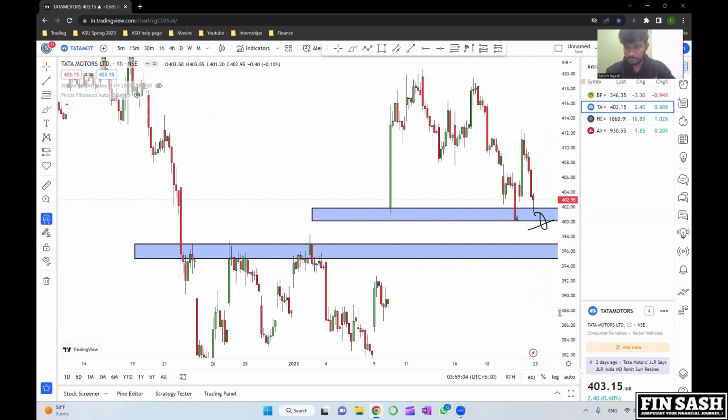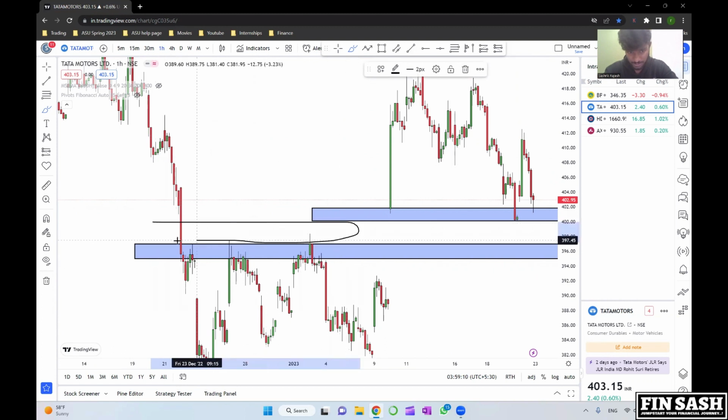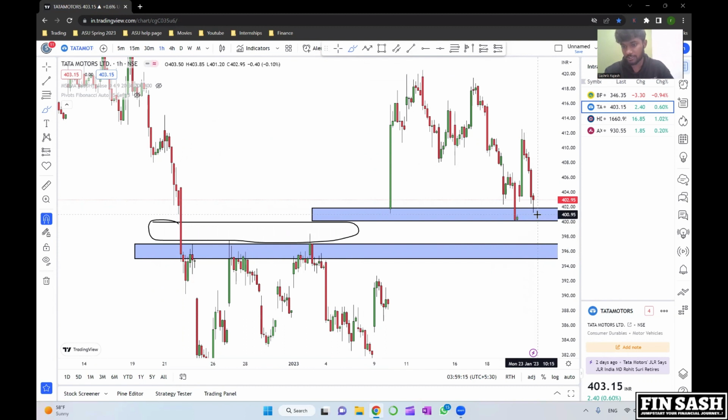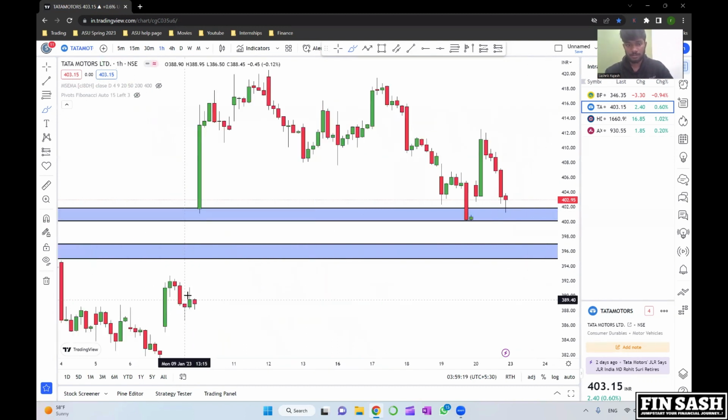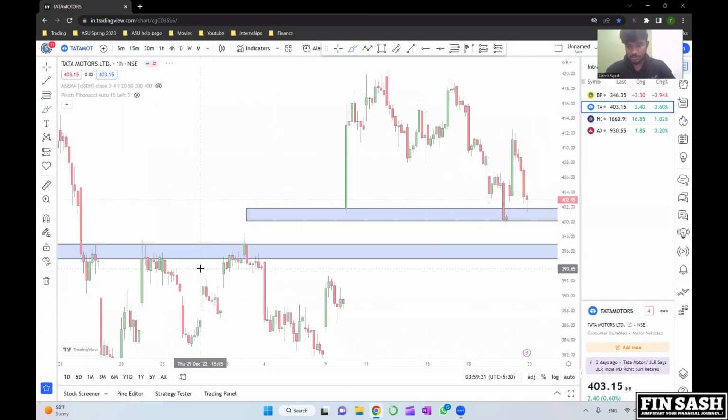And this would be my first target. This is a really good trade because as you can see, there's literally no resistance. So the market can really fall quickly, provided you get a good risk to reward, you can take this trade. So that's Tata Motors, right?